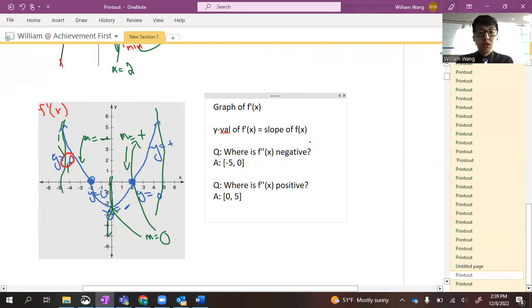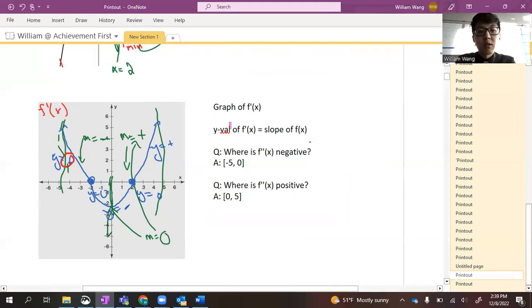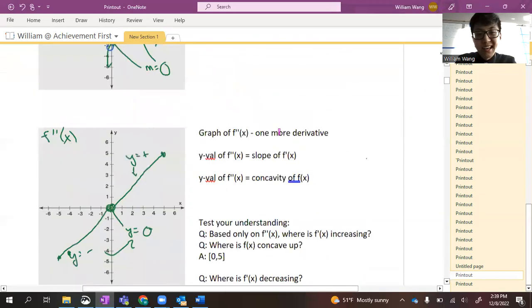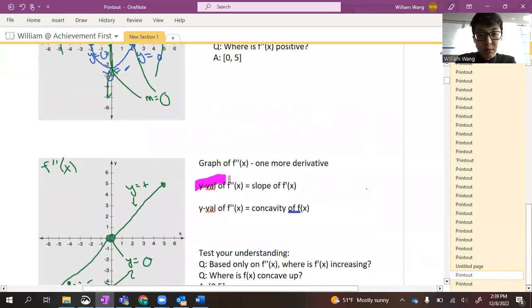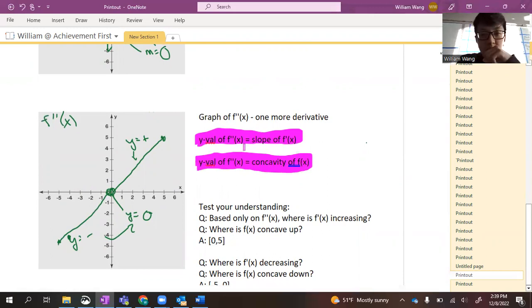Okay. So you can see, based off one graph, I can answer a bunch of questions, and more importantly is understanding the relationships between the two, right? Now, if you're ever confused or get lost, always come back to what I'm going to highlight here. The y value of f prime of x is the slope of f of x, right? And also, the y value of f double prime of x would then be the slope of f prime of x because they're related by one derivative. And the y value of f double prime of x is the concavity of f of x. That is a two-derivative relationship.